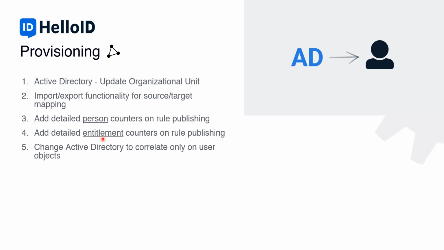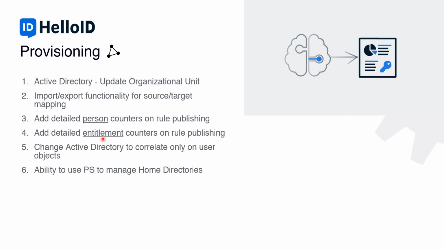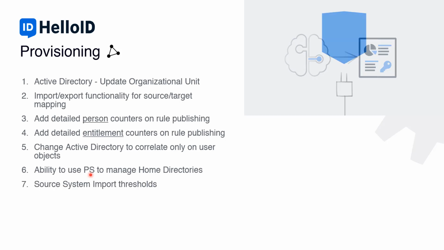The correlation is a little bit more advanced. We correlated every object in the Active Directory, and now we only use the user objects. So objects like contacts and computer accounts are excluded from the correlation, so they're not being updated and touched by the provisioning engine anymore. We also included PowerShell to connect home directories in the on-premise AD target connector. It used to be only a UI, but now you have more flexibility to manage the home directories from HelloID.